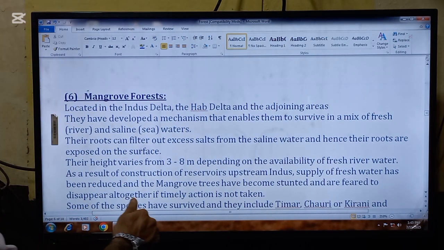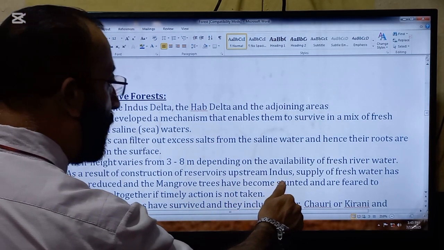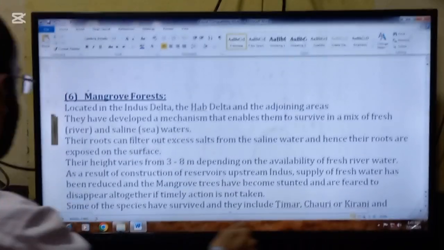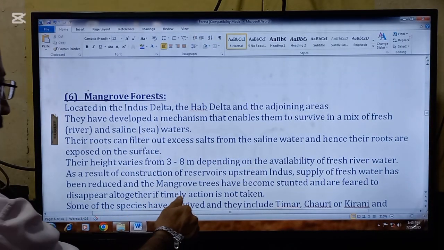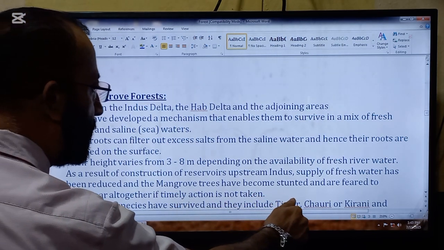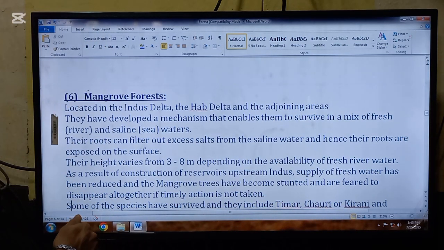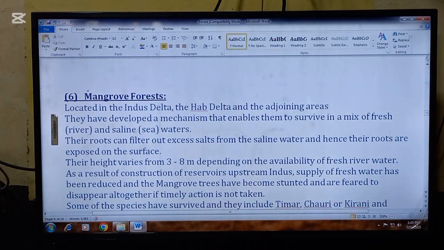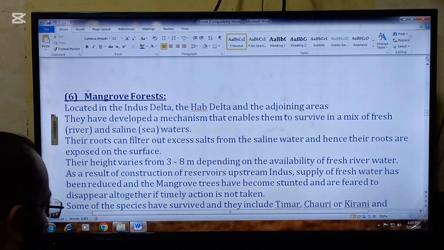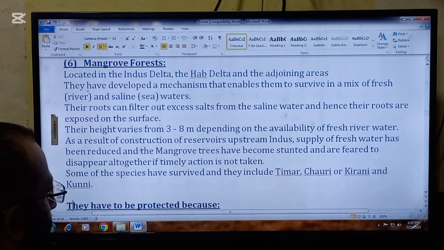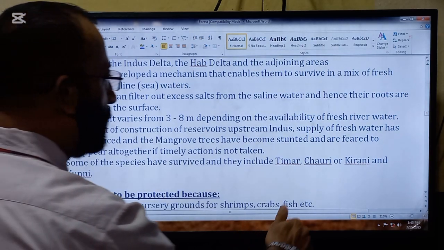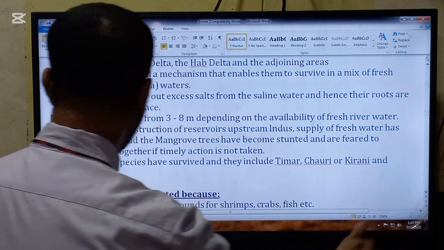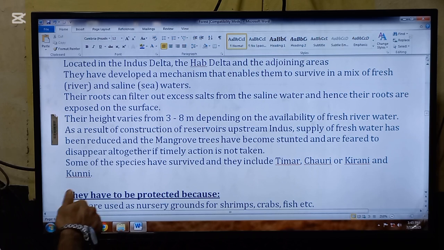As a result of the construction of the reservoirs upstream of the Indus, supply of the fresh water has been reduced and the mangrove trees have become stunted and are feared to disappear altogether if timely action is not taken. Some of the species have survived and they include Timar, Chauri, Kirana, Kirani, and Kunni.